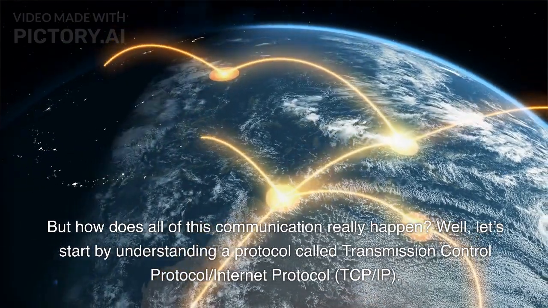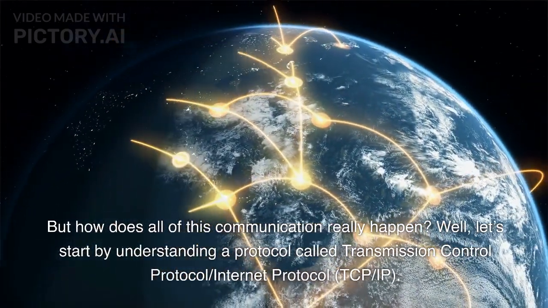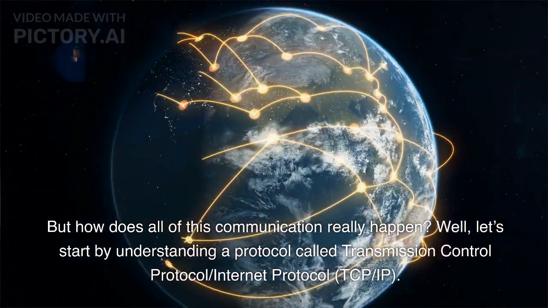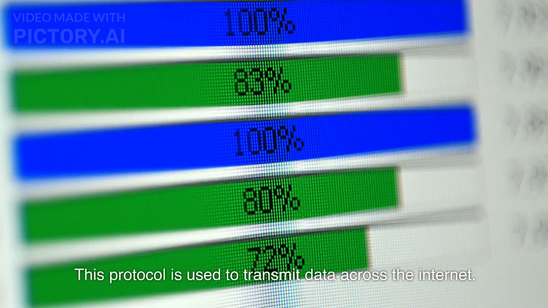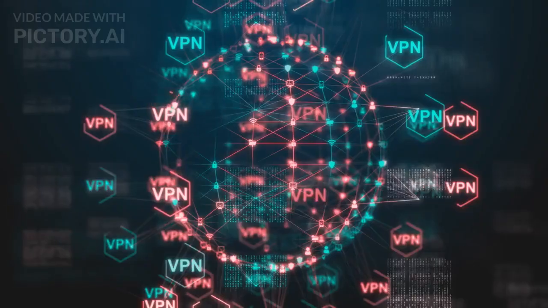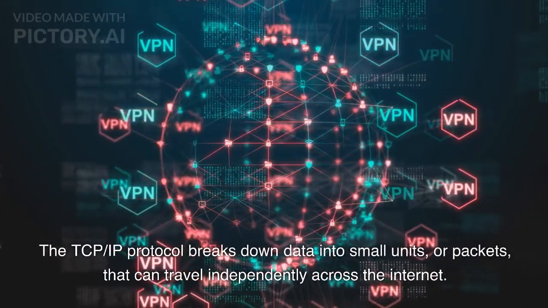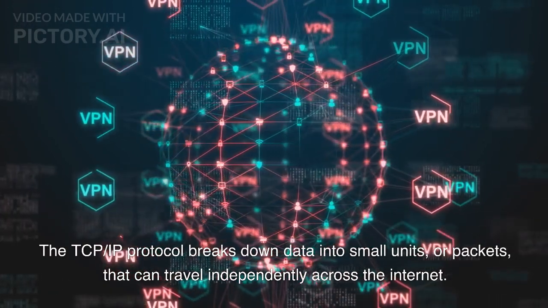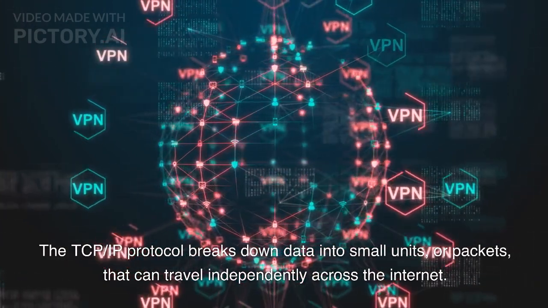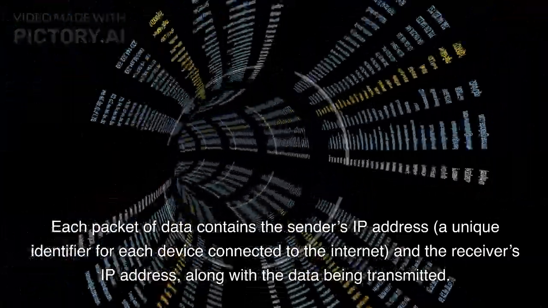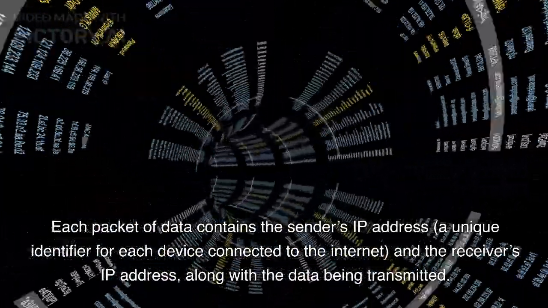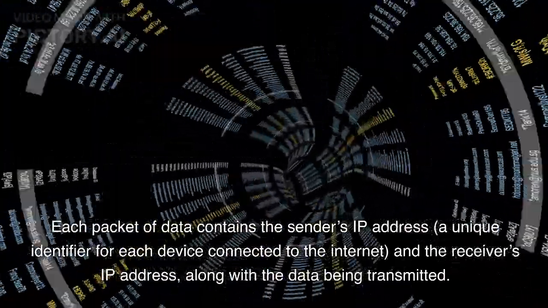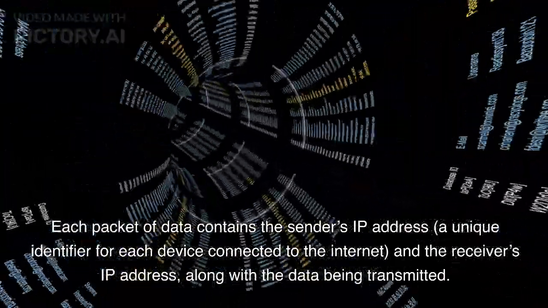Well, let's start by understanding a protocol called Transmission Control Protocol, Internet Protocol, TCP/IP. This protocol is used to transmit data across the internet. The TCP/IP protocol breaks down data into small units, or packets, that can travel independently across the internet. Each packet of data contains the sender's IP address, a unique identifier for each device connected to the internet, and the receiver's IP address, along with the data being transmitted.